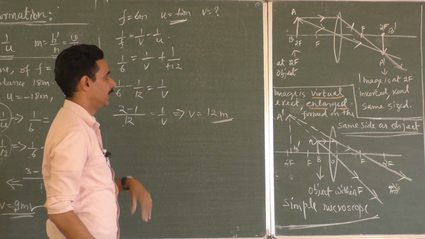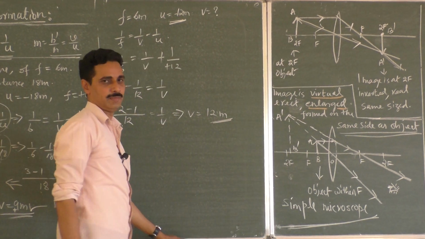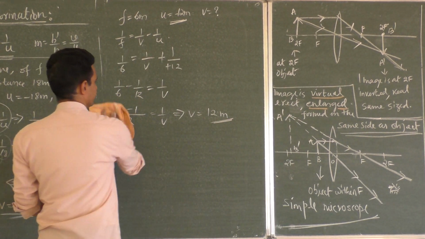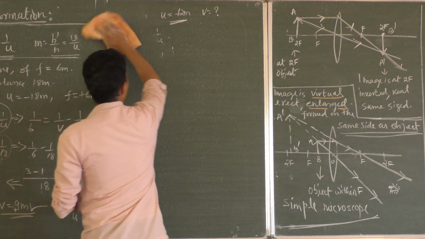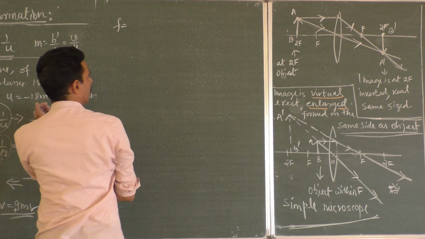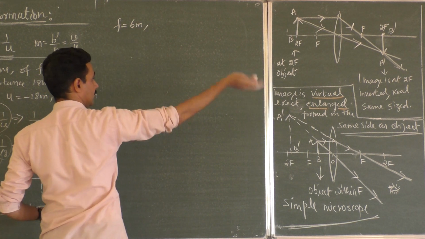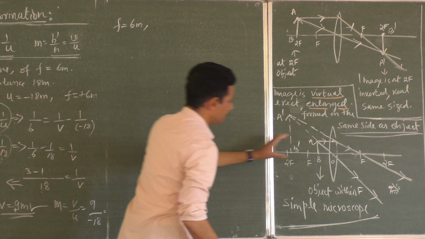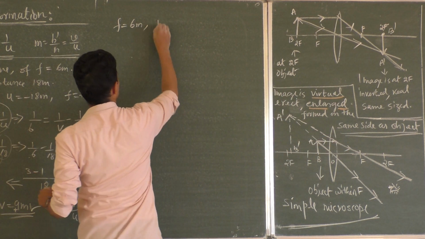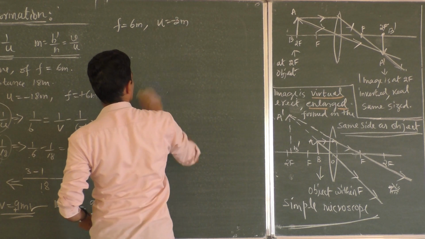Now we will see the enlarged virtual image case, when the object is within F. Take a lens of focal length, say 6 meters, positive on the other side. Parallel rays meet here, and let us keep an object within the focus, say 3 meters, and it is minus, you know that.